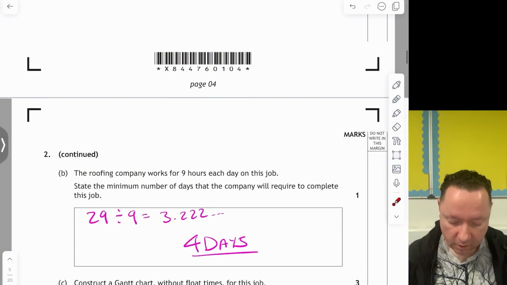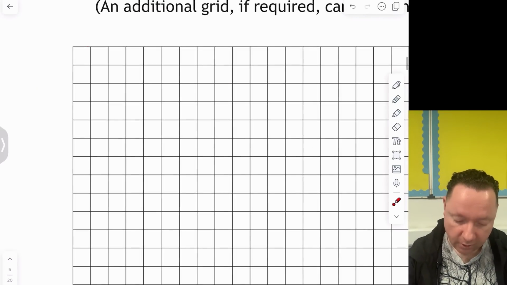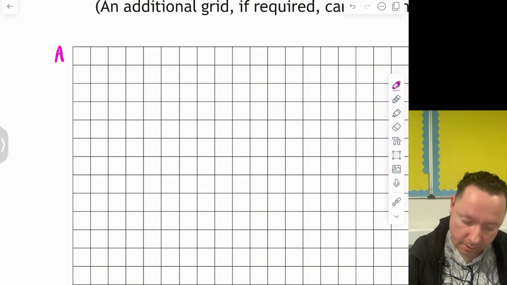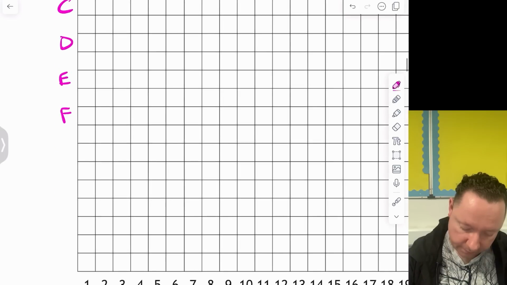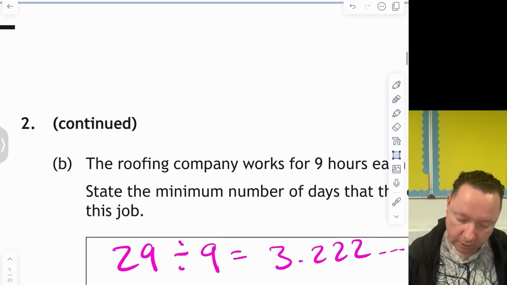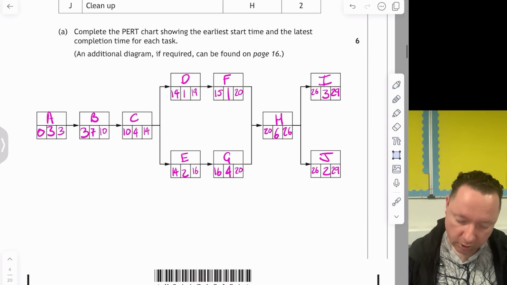So let's start our Gantt chart. I'm just going to go down the way, but you can go up the way if you want. So we've got A, B, C, D, E, F, G, H, I, J. So you need to draw some boxes, so you need to constantly check your table.